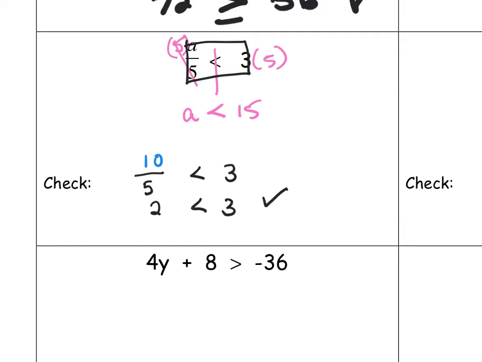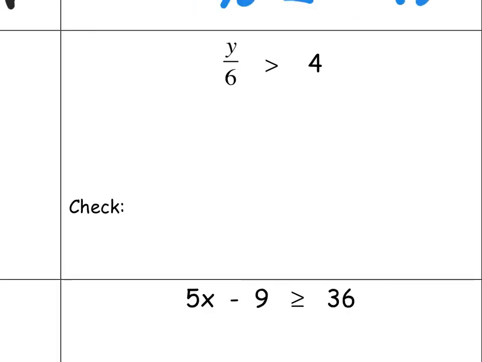So when you do your check, you go back to the original inequality, and then you choose a number that meets the solution answer. So I chose 10 because it's less than 15, but I used the original inequality to check that answer. Let's move on. Please solve this inequality on your own. It says y divided by 6 is greater than 4. What is the solution?